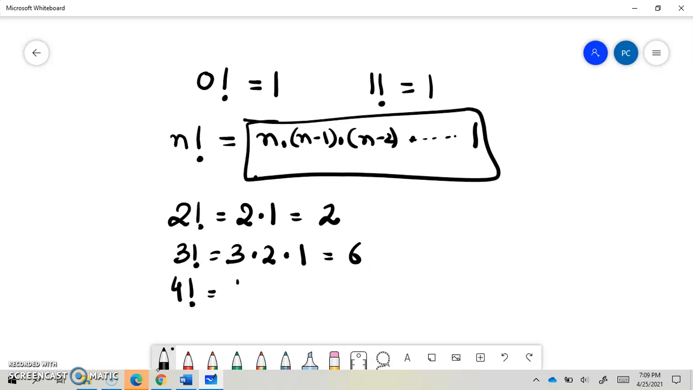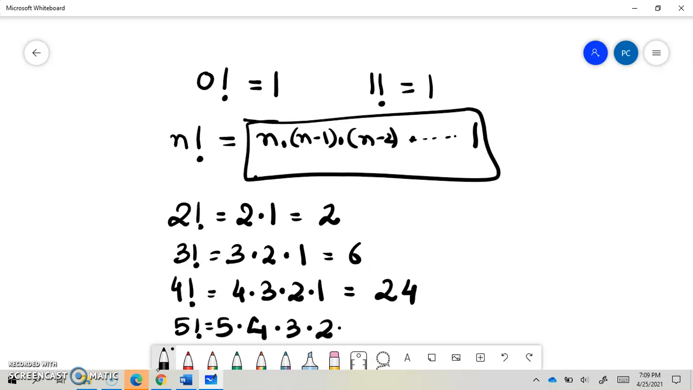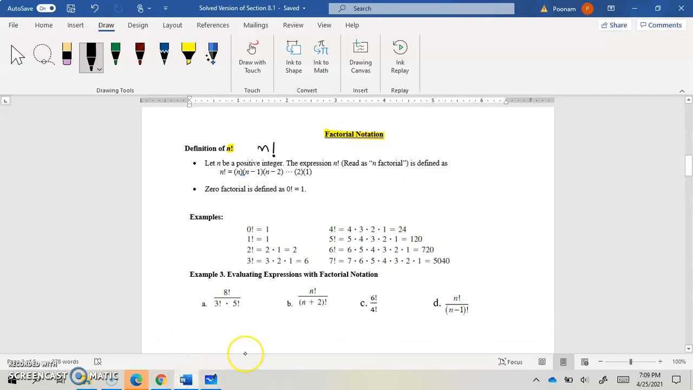4 factorial is 4 times 3 times 2 times 1, 12 times 2, 24. 5 factorial is 5 times 4 times 3 times 2 times 1. If you multiply all of them, you get 120, and so on. So that is the definition of factorial. I put it here until 7 factorial. 7 factorial is 5040.